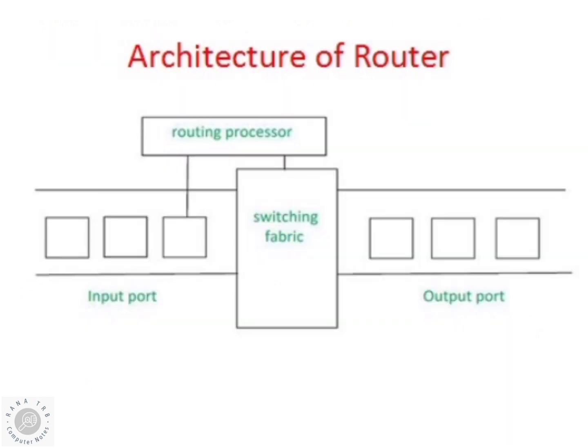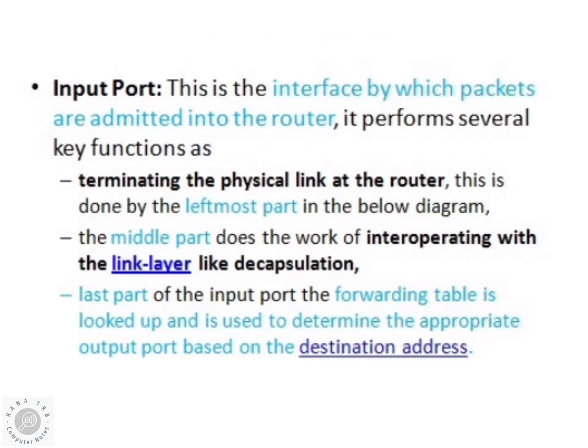This is the outline of the architecture of a router: input port, output port, switching fabric and routing processor. Input port. This input port is the interface by which the packets are admitted into the router. It performs several functions. First, it terminates the physical layer at the router, that is the leftmost part, and the middle part works on interoperating with the link layer, like decapsulation or encapsulation, and the last part of the input port is used for the forwarding table lookup, and it is used to determine the output port based upon the destination addresses.